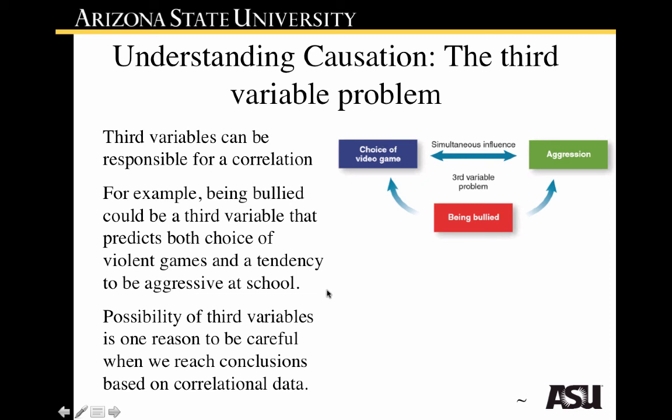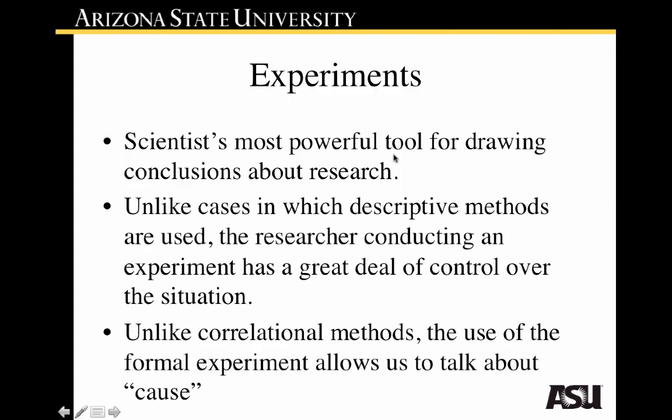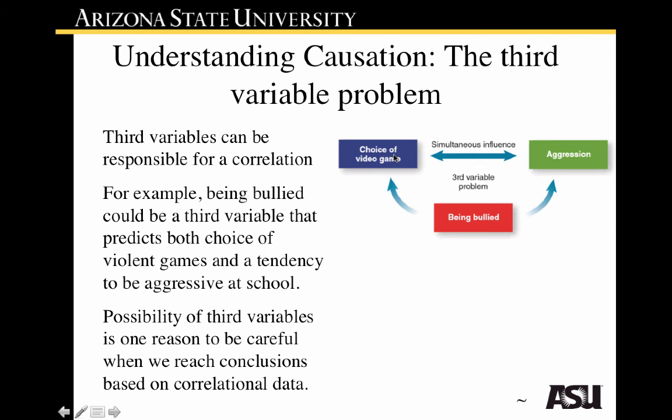So the possibility of third variables is just one of the reasons to be careful when we reach conclusions based on correlational data. You'll often hear the phrase used that correlation is not causation. And you can see that here. The choice of video game did not cause the aggression. In fact, it was just correlated with it. But something else, like being bullied, perhaps caused both the aggression and the choice of video game. So I'll leave this here as a quick discussion of correlation.